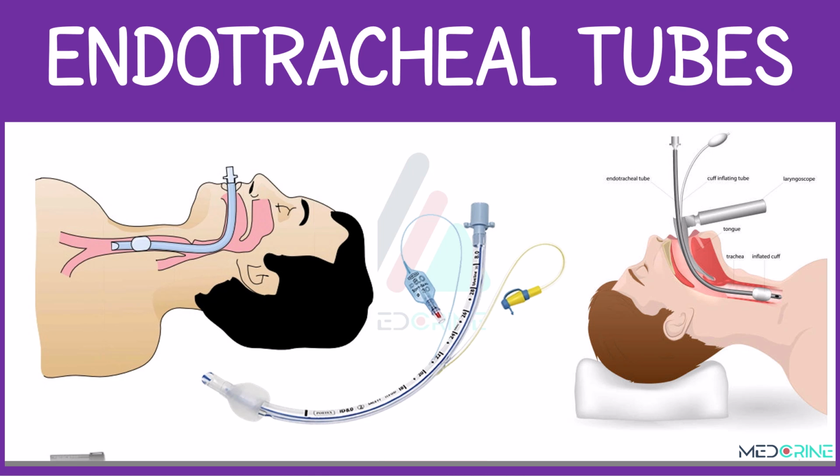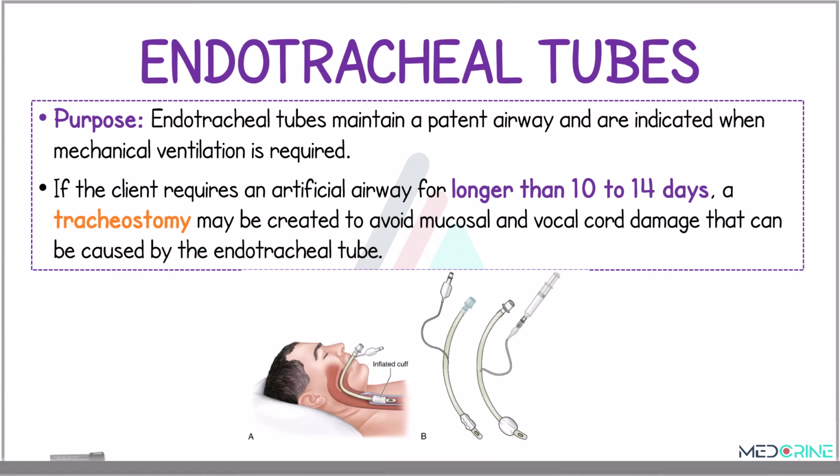Today we shall be looking at endotracheal tubes, or ET tubes, various types of endotracheal tubes, the parts of an ET tube, and the care and interventions that we provide to patients who have been intubated. An endotracheal tube is used to maintain a patent airway, and it is always indicated when mechanical ventilation is required. If a client requires an artificial airway for longer than 10 to 14 days, a tracheostomy may be created instead to avoid mucosal and vocal cord damage, which can be caused by an endotracheal tube.